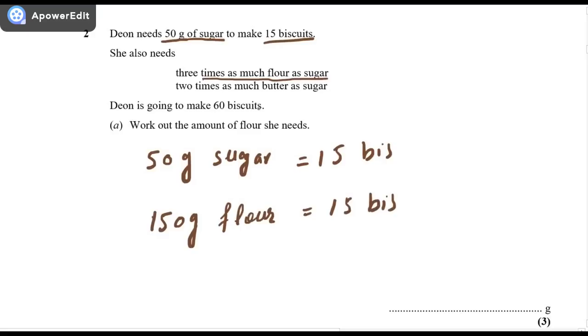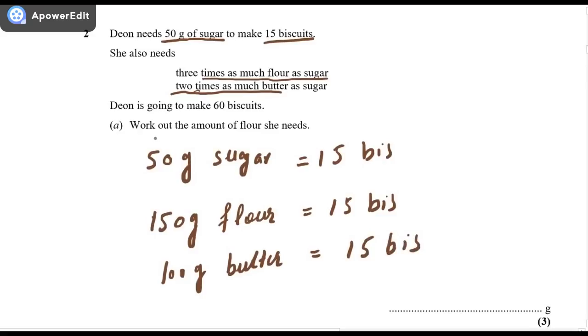And for butter, 2 times as much butter as sugar. How much is sugar? It's 50 grams. So 2 times as much butter. So 50 times 2 is going to be 100 gram butter she needs to make 15 biscuits.